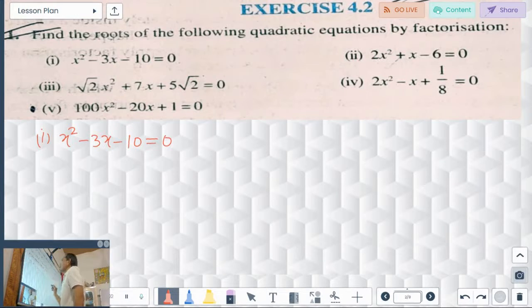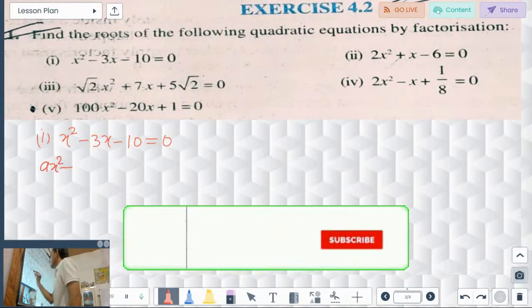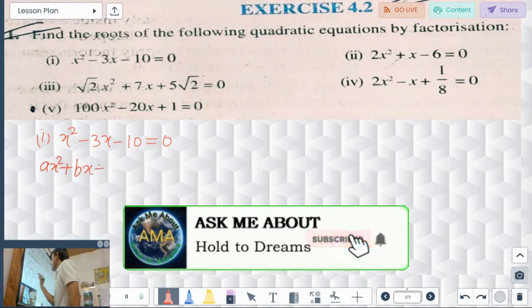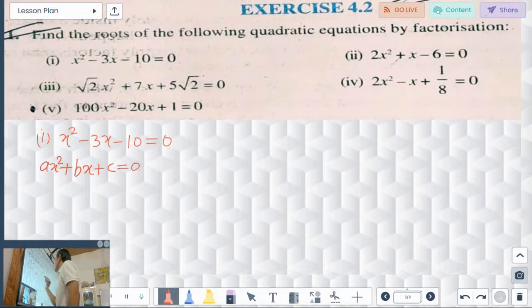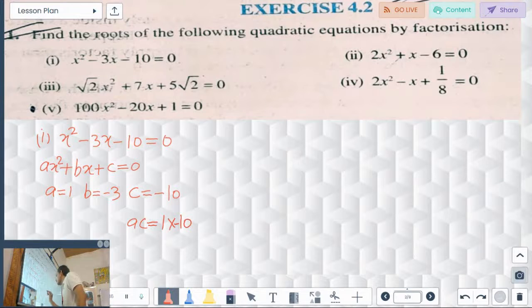Now compare with the standard equation. We know that the standard equation is ax square plus bx plus c equal to 0. Now comparing, a equal to 1, b equal to minus 3 and c equal to minus 10. Now ac equal to 1 into minus 10, so minus 10.